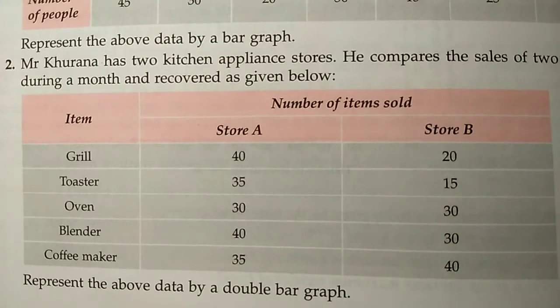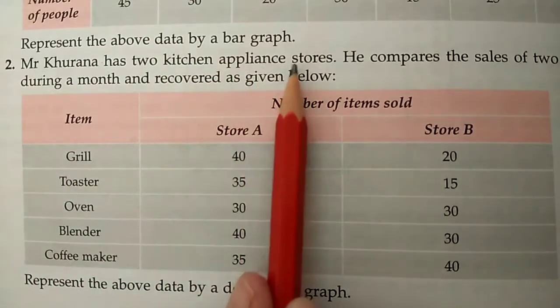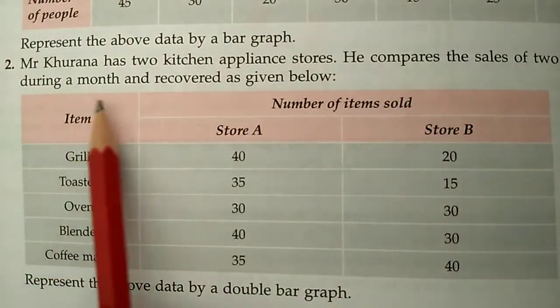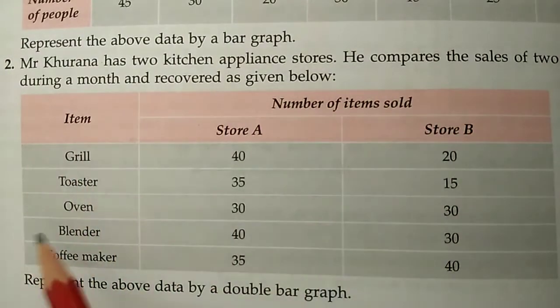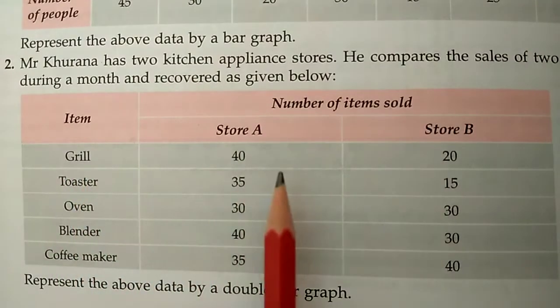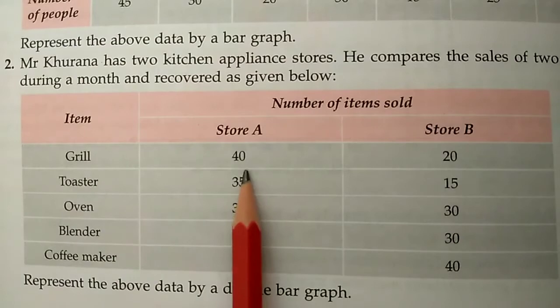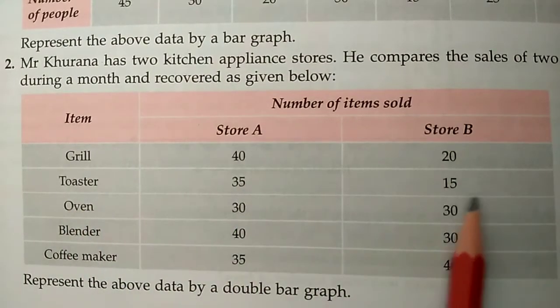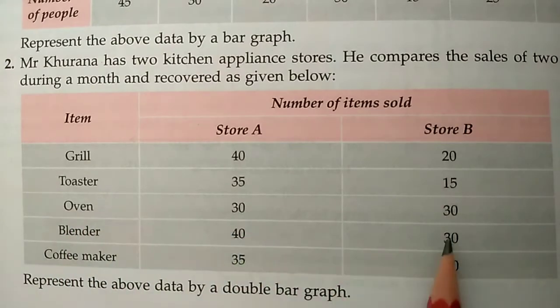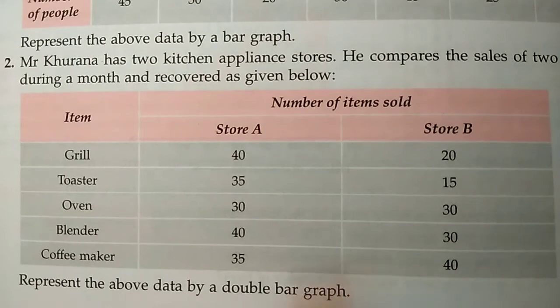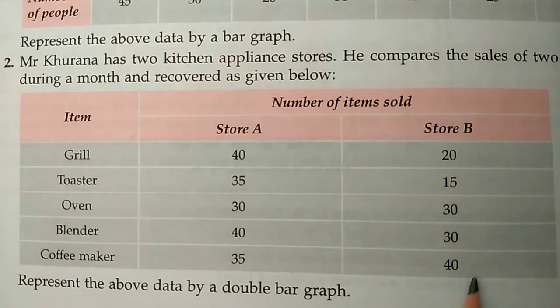Next question number 2. Mr. Khurana has 2 kitchen appliances stores. He compares the sales of the 2 stores during a month and recorded as given below. So 2 stores' information is given here, how many items have been sold. Grill in store A 40, in store B 20. Toaster 35, 15. Oven 30 and 30. Blender in one store 40, another one 30. Coffee maker 35 and 40.